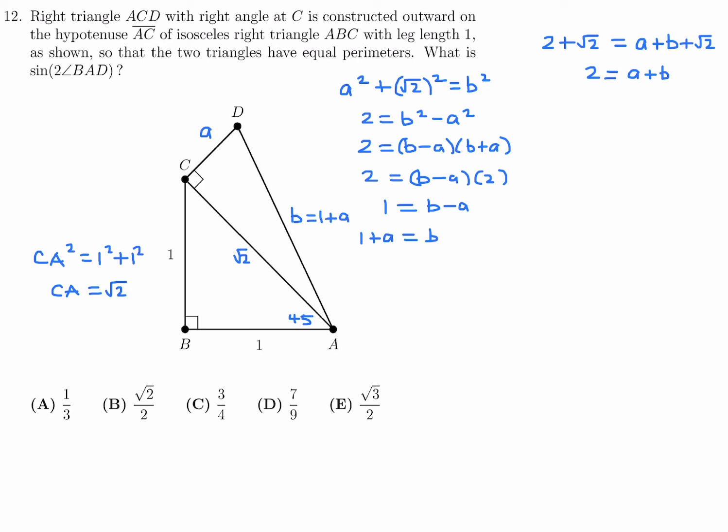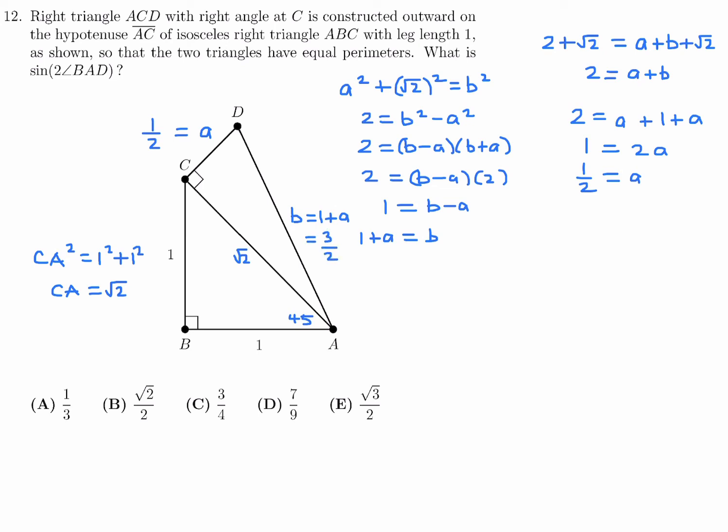Okay, that allows me, I believe, to figure out the values of A and B. I can substitute them back into here, I guess. Why make it more complicated? So I have a plus b. B is 1 plus a. So that means 2a is equal to 1. A is equal to a half. So this is a half, and therefore b is obviously going to be 3 over 2.